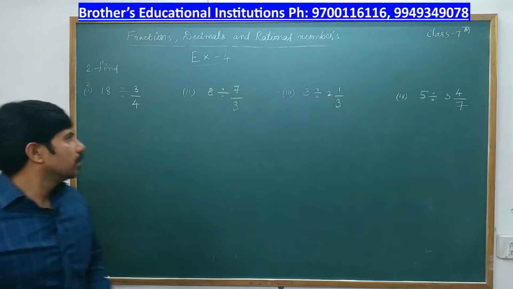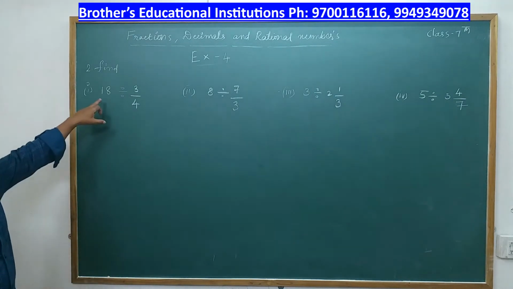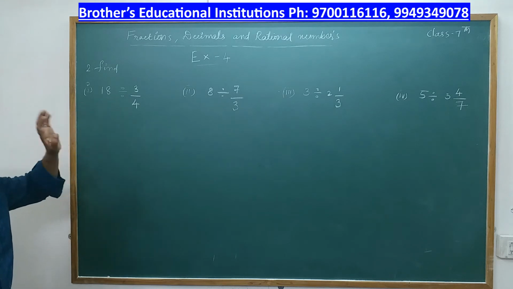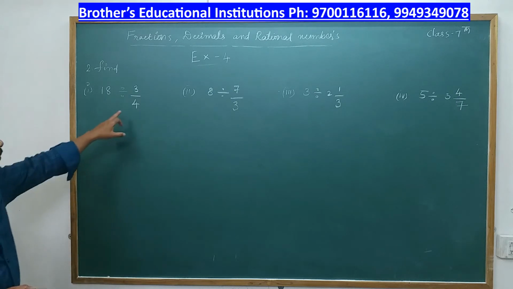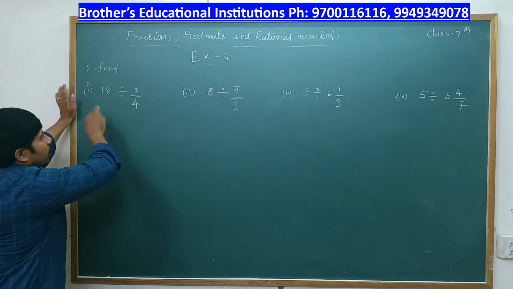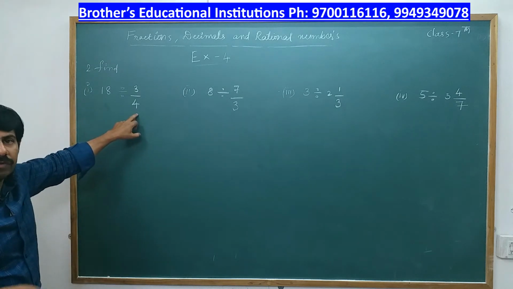Next problem, you have to find the value of 18 divided by 3 by 4. See, 18 is divided by 3 by 4. So in order to solve this, we'll take the reciprocal of the number which is on the right of the given number. See, 18 we have, on the right we have 3 by 4. We have to take the reciprocal of 3 by 4.